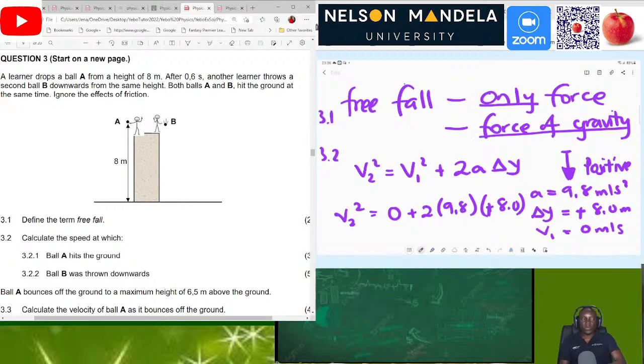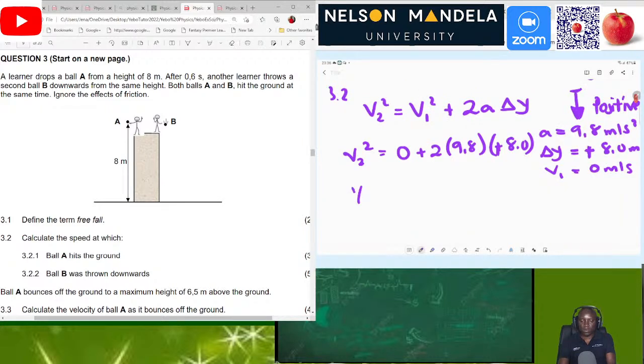If we're starting from the ground and going upwards and downward is positive, that's when we give the displacement a negative direction. In this case, we're just going downward and the displacement is in the same direction as the positive direction, which is the downward direction, so it has to be positive. So now that means our v2 will be the root of 16 times 9.8.